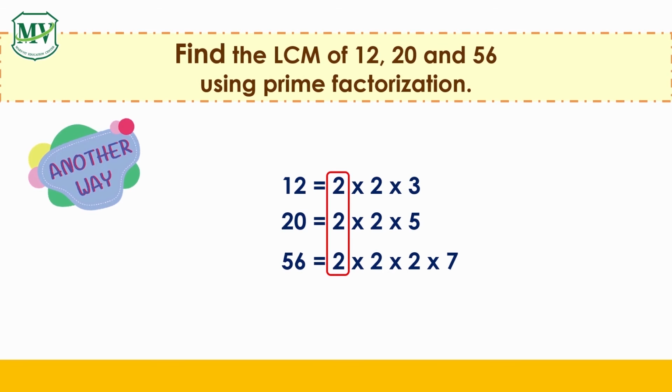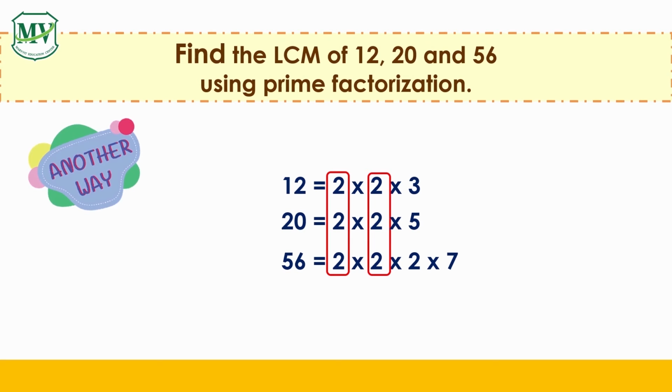Are there any more common factors? Correct! 2 is a common factor. Let's encircle them together also. So we are left with factors 2, 3, 5, and 7.